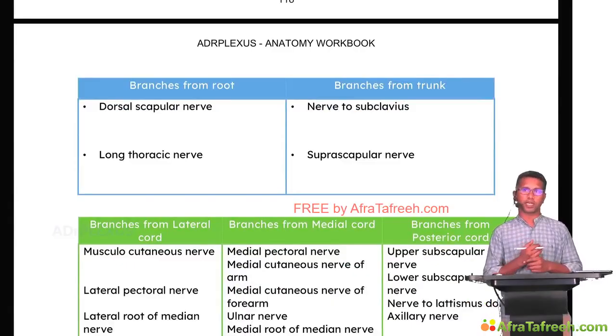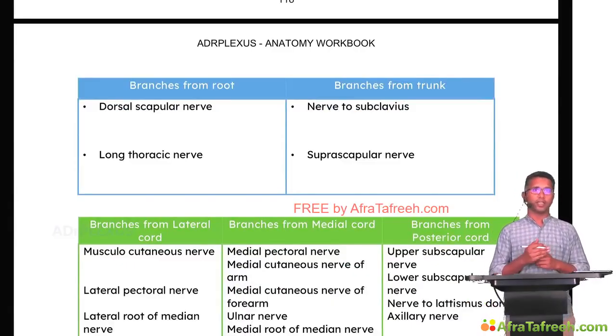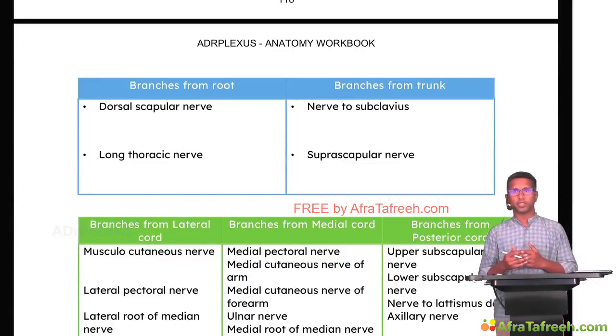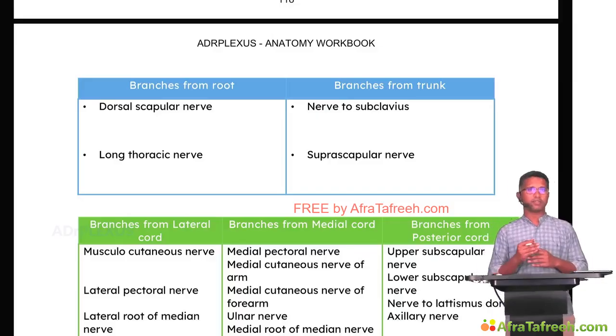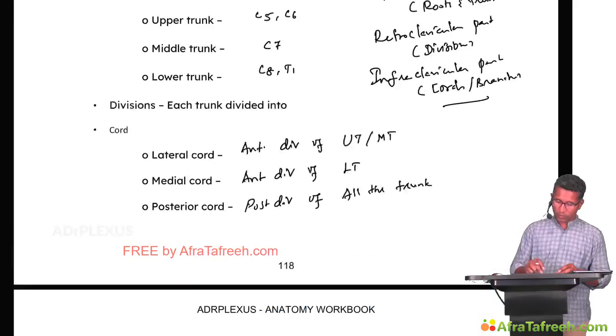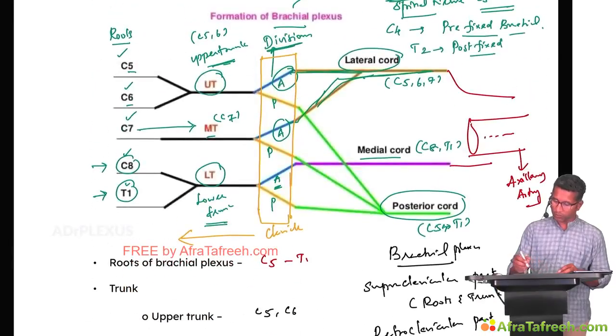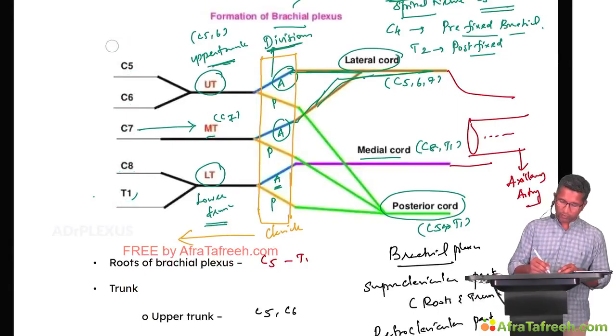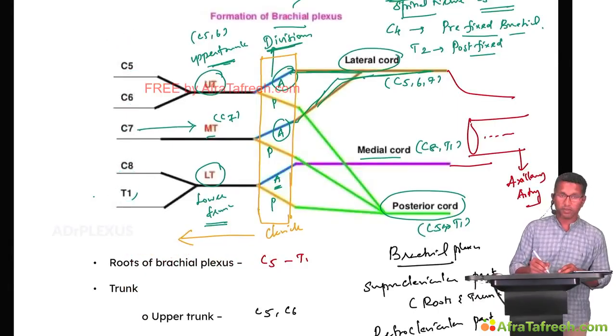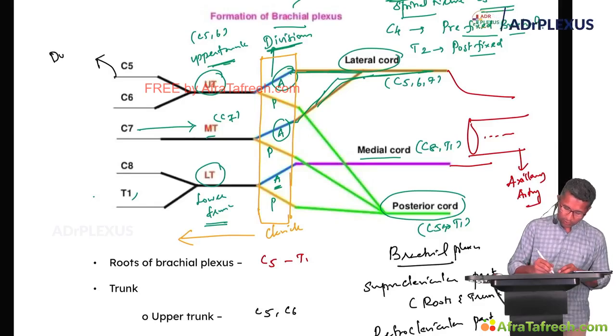What are the branches which are arising from the brachial plexus? This is again a very important topic. A lot of nerves come in this, but we will easily study this. The first is the branches from the root. If you see the root of the brachial plexus, from the C5 root you get a nerve which is called the dorsal scapular nerve. So there is a nerve which arises from the C5 root, that is called the dorsal scapular nerve.